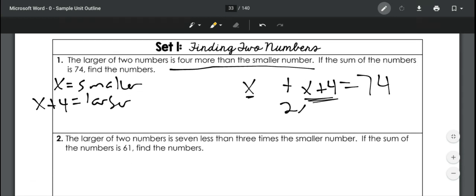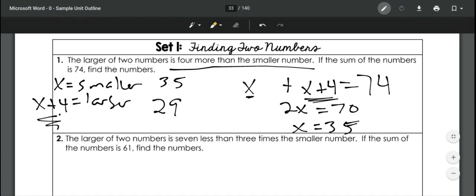So you have 2x, and then I'm going to minus 4 for saving space right away. And then we're going to divide by 2. So the smaller number is x, so the smaller one is 35. Then we plug 35 into here, and we have 39. Whoops, not 29, 39. If you add those up, it should equal 74. And again, if you want to pause it and try one on your own.